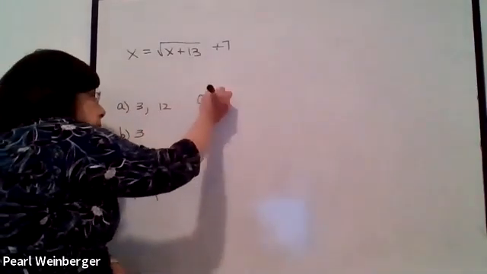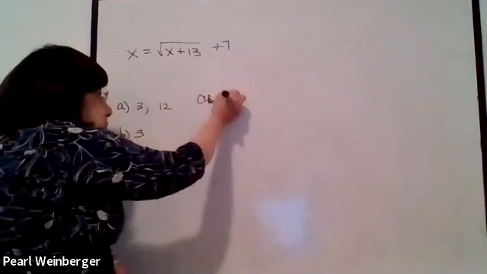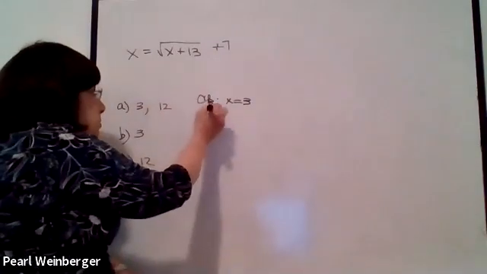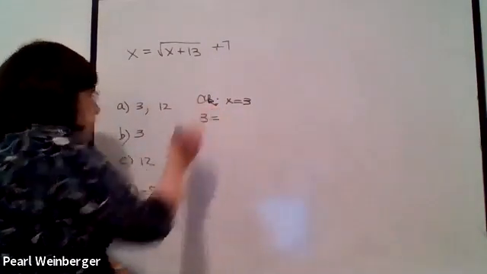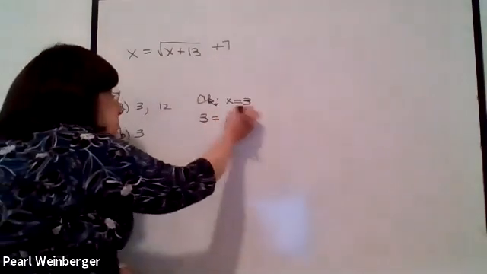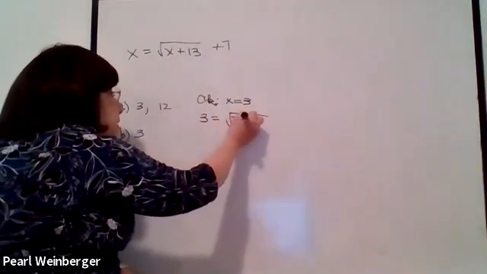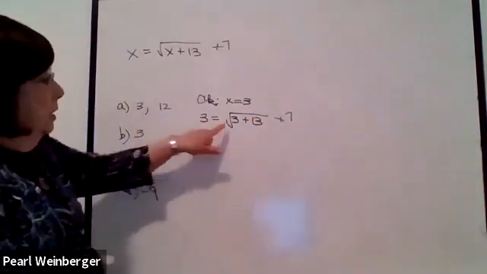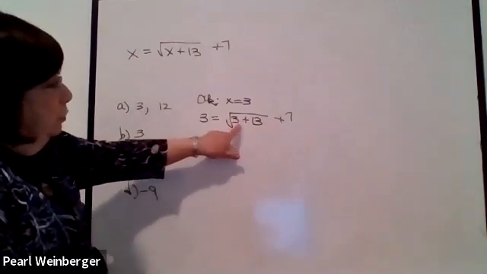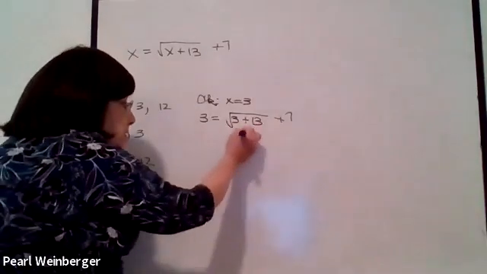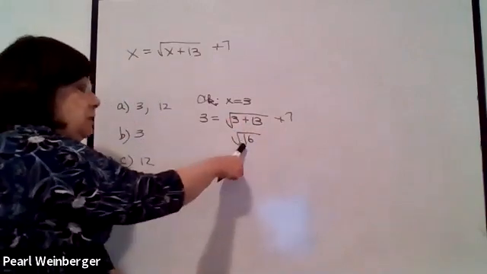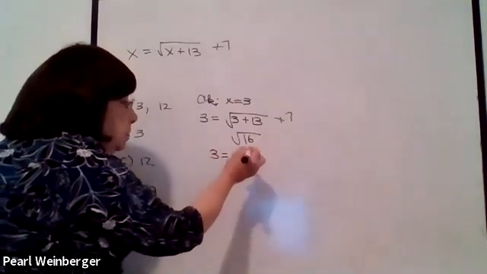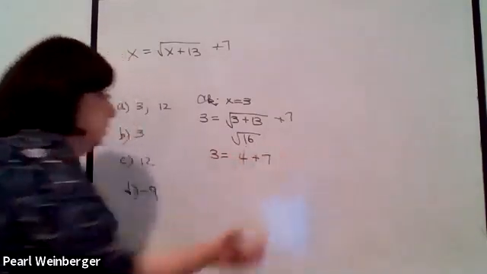We check. So the first thing I see is x equals 3, because the first answer is giving me 2 choices. So here's when I check, I'm replacing x with 3. So I get 3 equals the square root of 3 plus 13, plus 7. Let's see if that works. So I have to simplify this. The 3 plus the 13 gives me 16. And the square root of 16 is 4. So this ends up being 3 equals 4 plus 7.